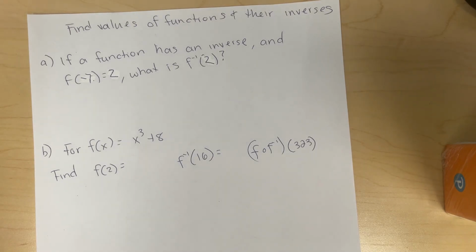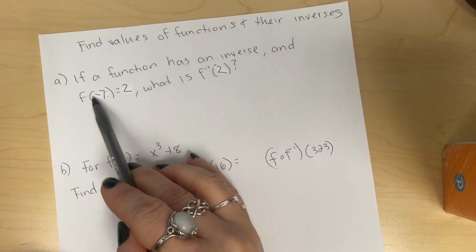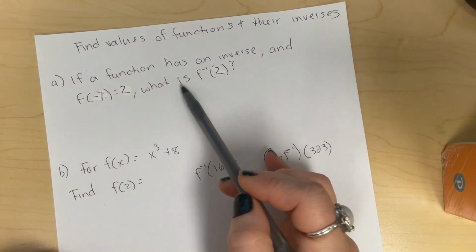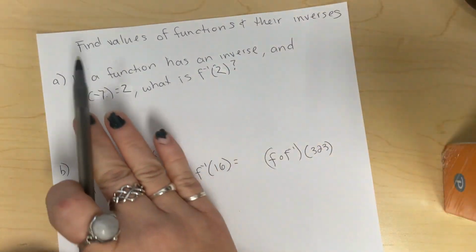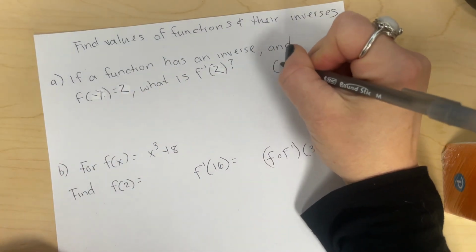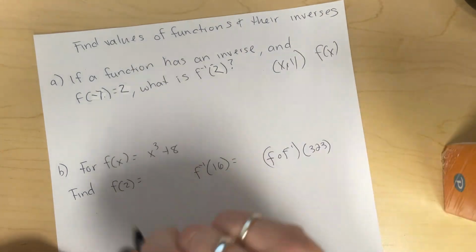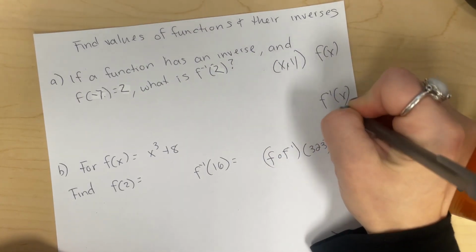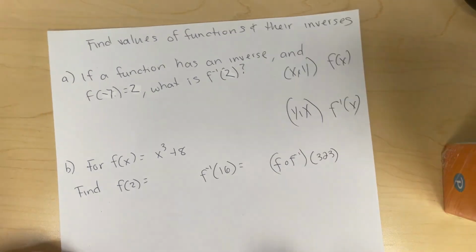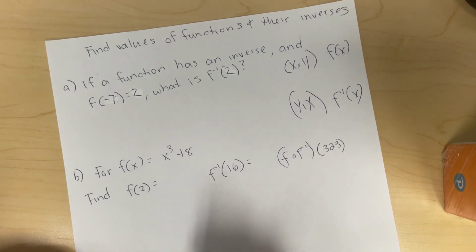So let's find some values of functions and their inverses. First off, if a function has an inverse and f of negative 7 is equal to 2, what is f inverse of 2? It's important whenever we look at functions and their inverses: if I have a known point on f of x, an x and y coordinate, that known point for its inverse would then become a y, x. You interchange the coordinates between f of x and f inverse of x.